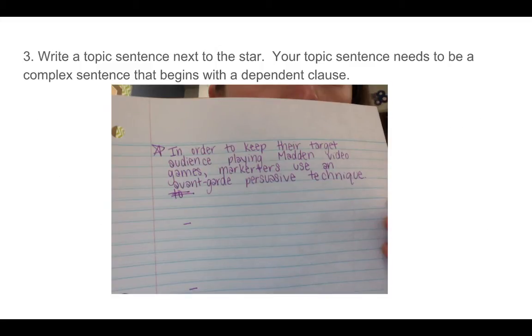So here's my topic sentence for my paragraph. In order to keep their target audience playing Madden video games, let me say that again. In order to keep their target audience playing Madden video games, marketers use an avant-garde persuasive technique.